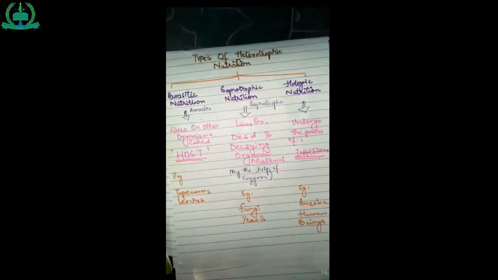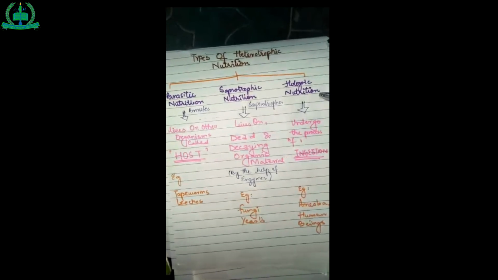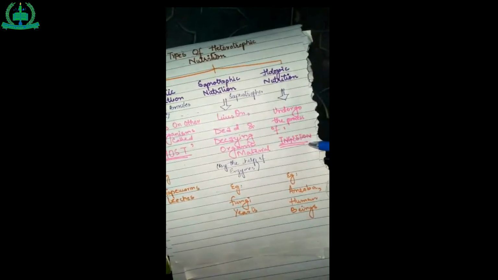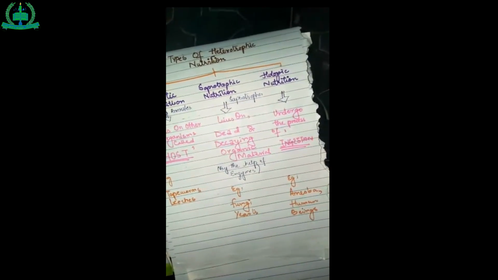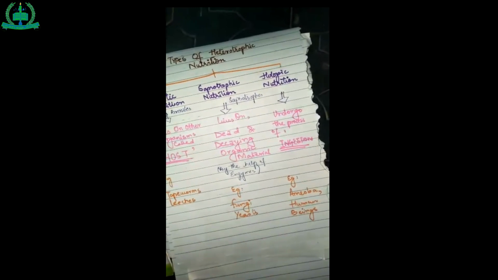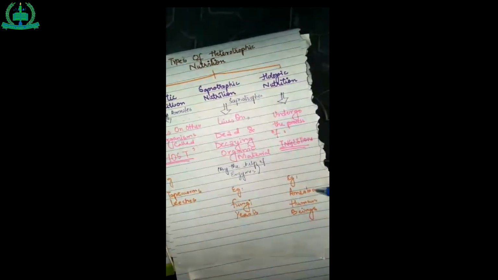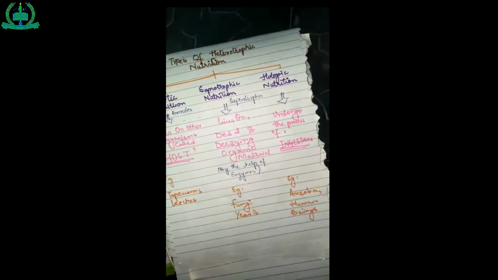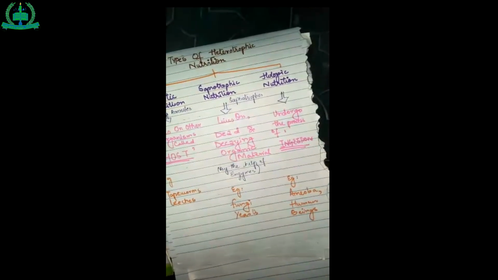On holozoic nutrition, again we are talking about human beings. All the organisms that undergo the process of ingestion, which is basically taking in of the food through our mouth, and then digest it in our body. So we human beings and amoeba undergo the process of holozoic nutrition. We ingest and then we digest. So we'll discuss it later in the digestion process of human beings, how we ingest and how we digest.